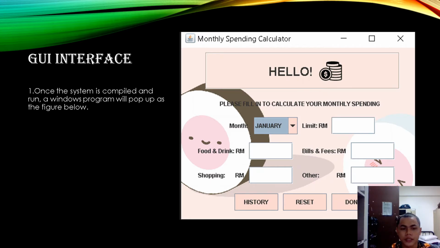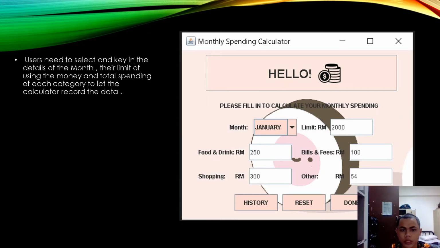So now I will be presenting about the GUI interface. This is basically our project. So I will show you how to run and how to use it. First, once the system is compiled and run, a window program will pop up as in the figure below. Something like this will pop up. Next, the user will need to select and key in the detail of the month, their limit of using the money, and total spending of each category to let the calculator record the data.